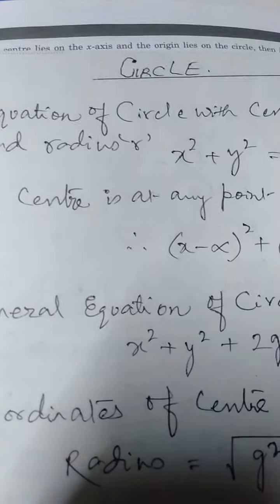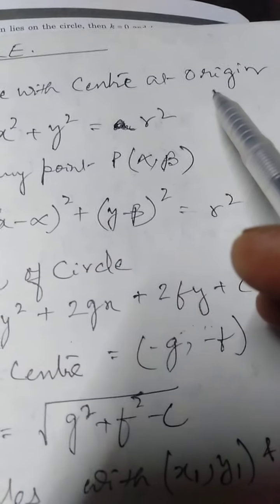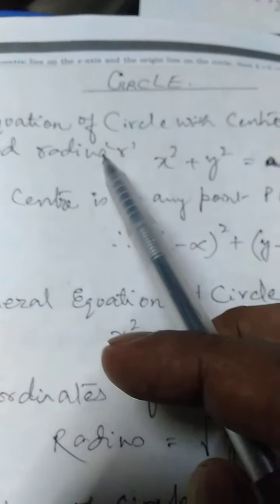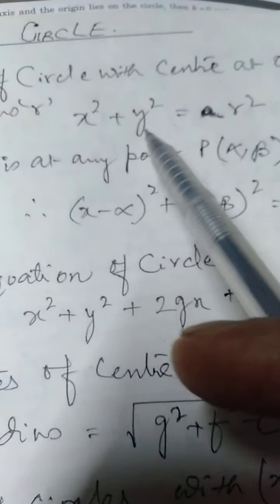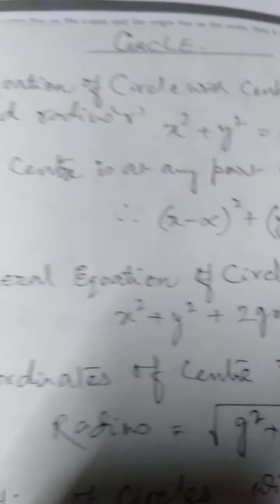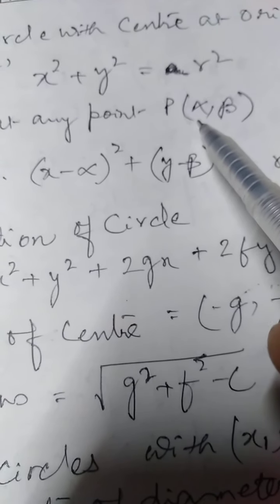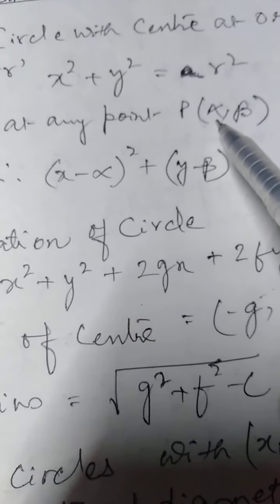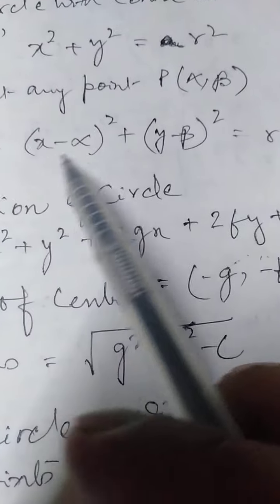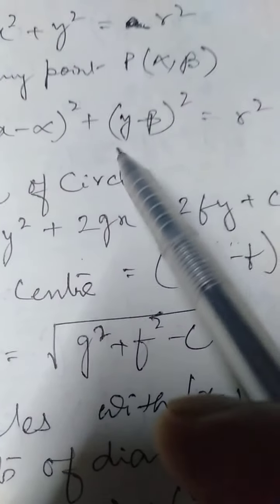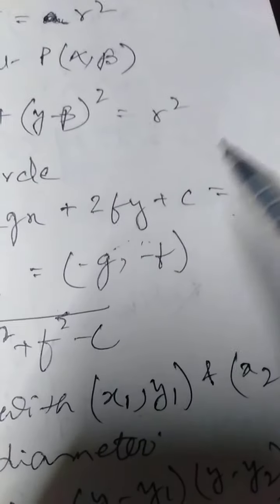Equation of circle with center at the origin, that is 0, 0, and radius r is x square plus y square is equal to r square. If center is at any other point other than origin, let the coordinate be alpha, beta, then the equation of circle will be x minus alpha whole square plus y minus beta whole square is equal to r square.